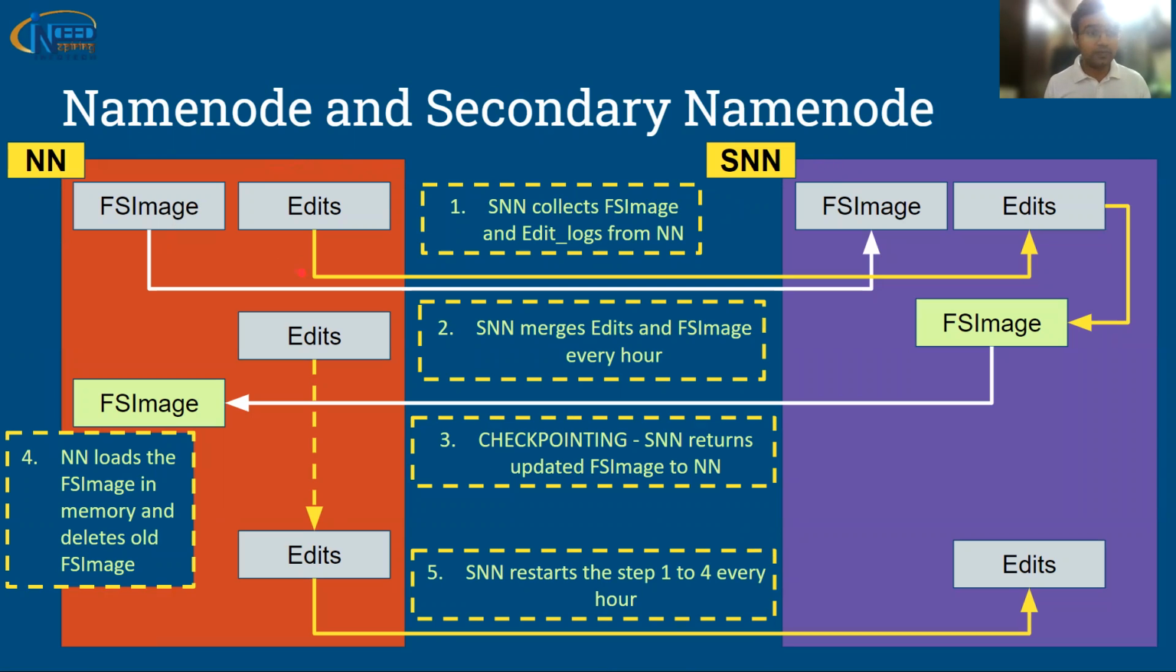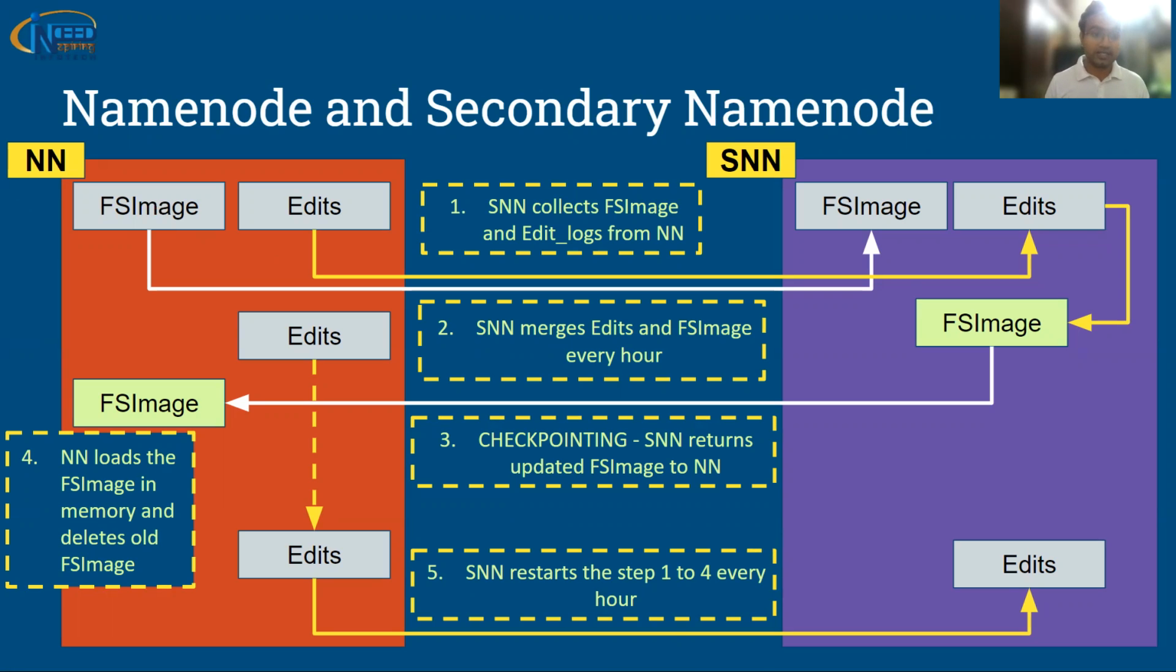But the name node is not able to update those reports, and the reason is that the name node is busy serving the client requests. Client requests could be to load the data or read the data. So the name node is completely busy with that. If you want the name node to update the FS image, then what does the name node need to do? The name node needs to shut down and restart.